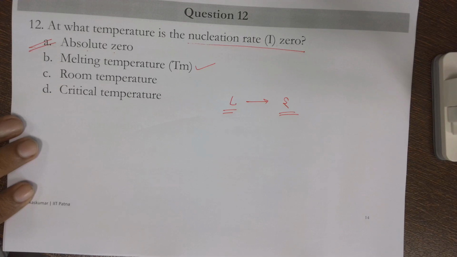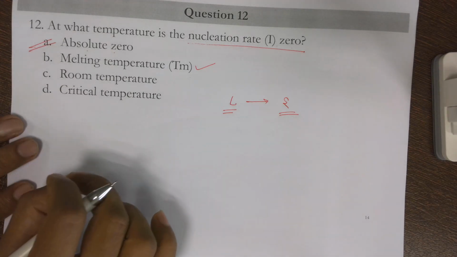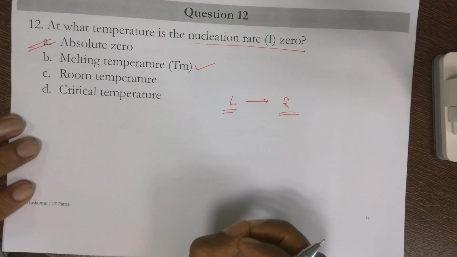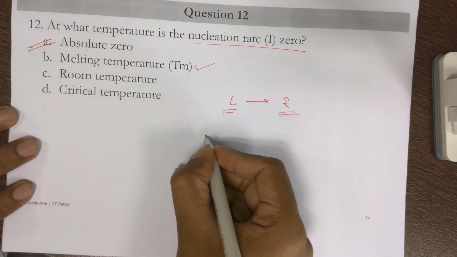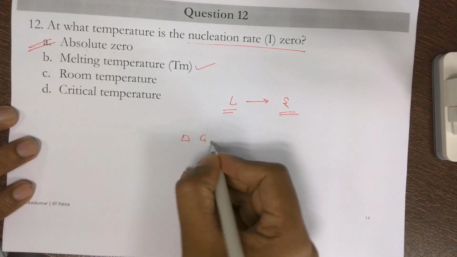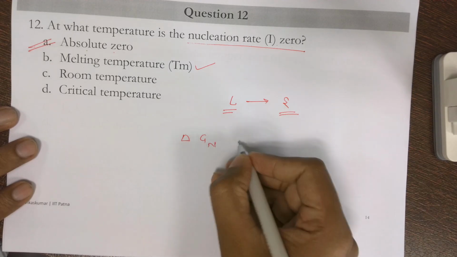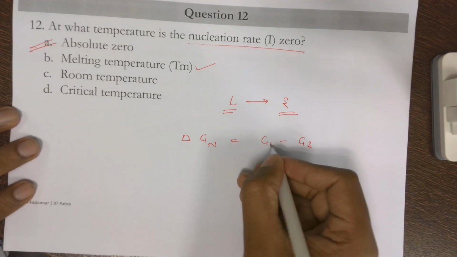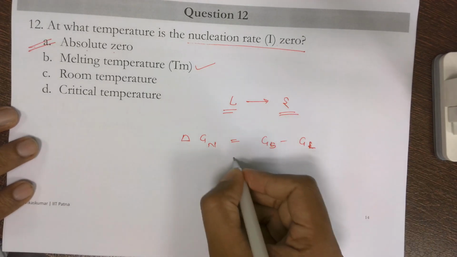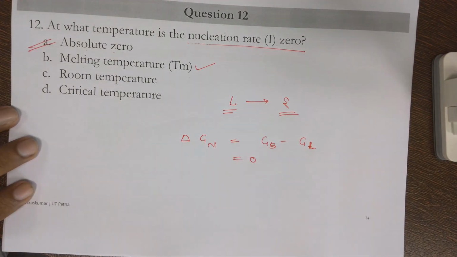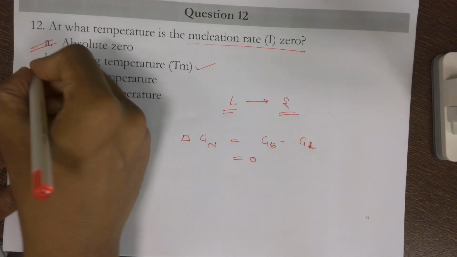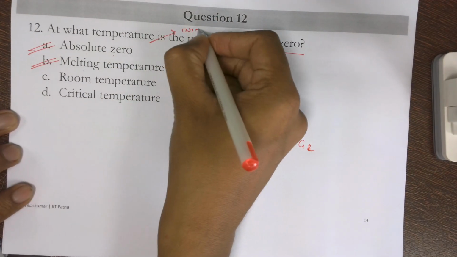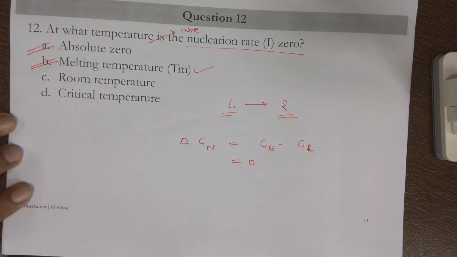At the melting point, the nucleation rate, does it have any driving force? So the driving force for the nucleation is G of solid minus G of liquid, final minus initial, which is 0. It doesn't have any driving force. So this will also be counted over here. Okay, I should have used the word R. So A and B both are the correct answer over here.